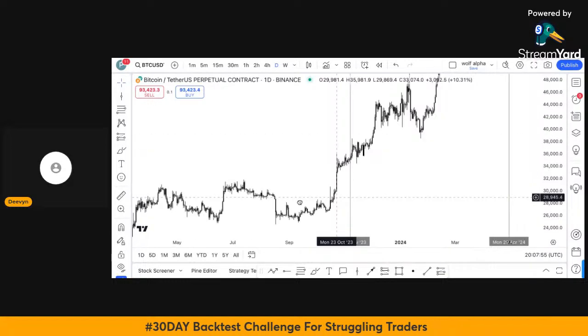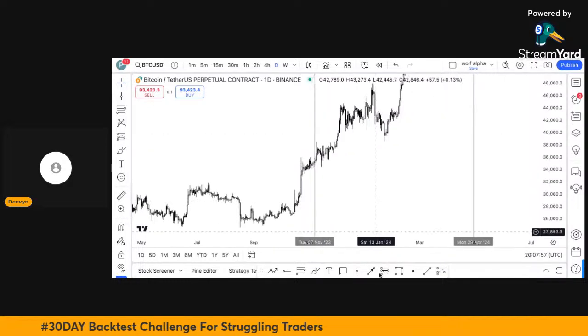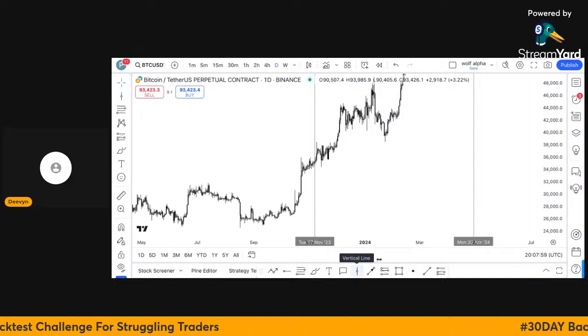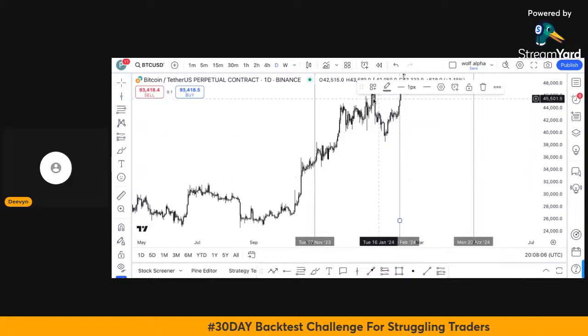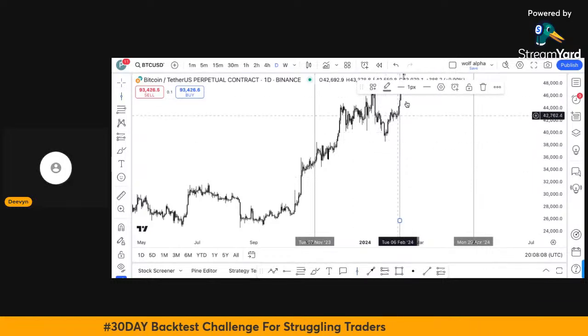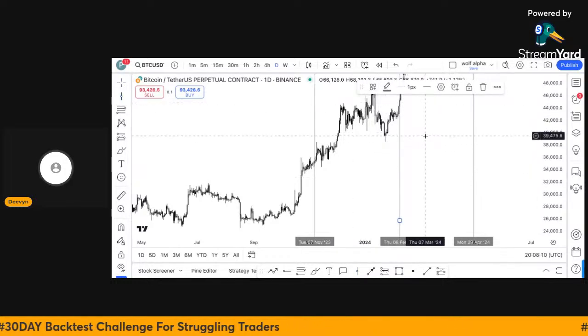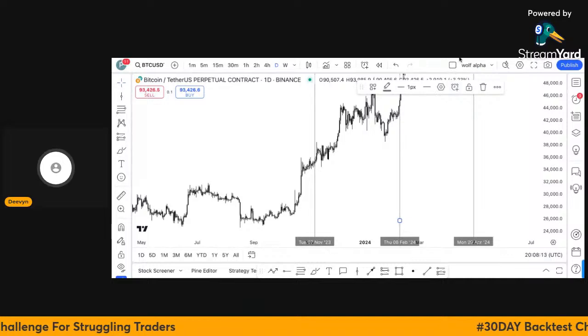From this point to this point, where price came back to tap into this point and move to the upside, because really, for me, the aim is not just to take any trades or take any type of trades.